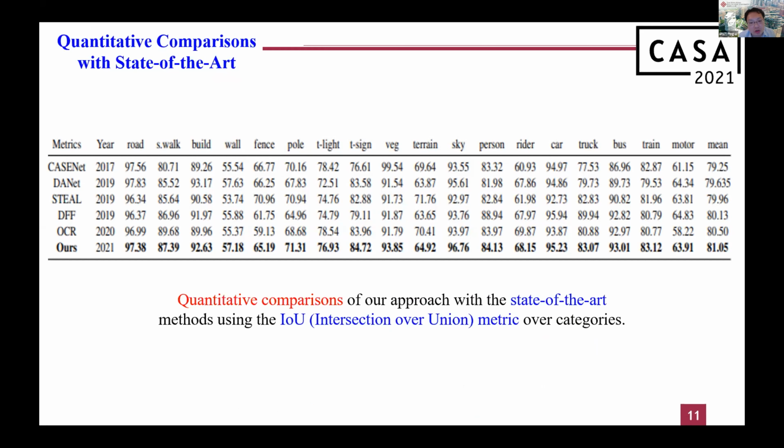quantitative evaluation. So for the quantitative comparison of our method, we also use IOU, the intersection over union metric, over different categories of images, compared with the state-of-the-art works. You can see that in most of the categories, our method achieves the best results, but not in all of them. In some categories, some methods have better performance. So we can just say that in most of the categories we have the best performance.